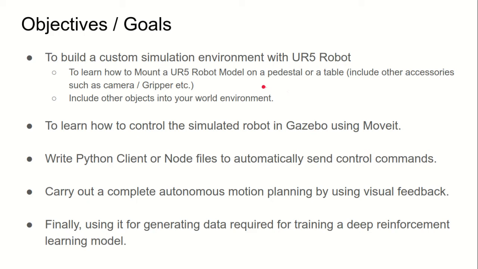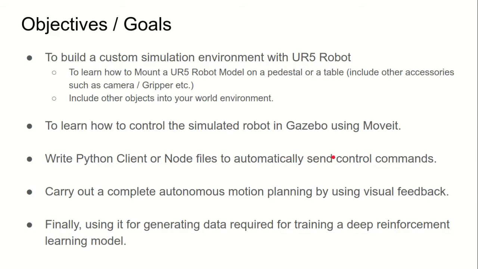So it's not just about a single robot. We want to have our own custom simulation environment. So probably we'll mount UR5 on a pedestal or a table, or include other accessories like a camera, a gripper, and put our own things into the environment. Basically we want a custom world environment, not the one that comes with the universal robot repository.